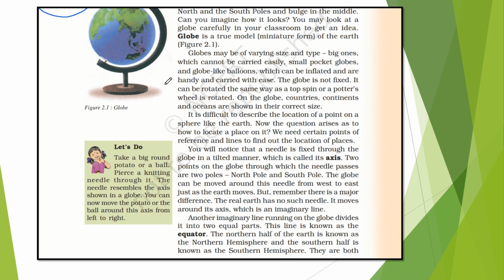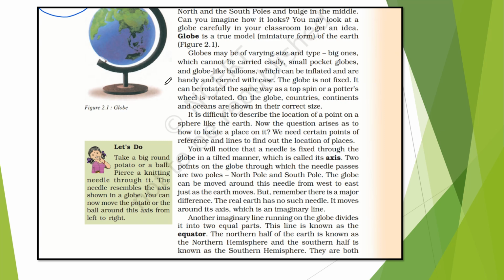But it is difficult to describe the location of a point on a sphere like the Earth. So now the question arises as to how to locate a place on it. We need some points of reference and lines to find the location of places, the way we use Google Maps to go somewhere. In the same way we need some lines and some points to locate places on the globe.